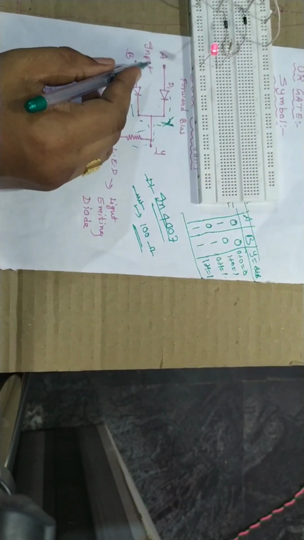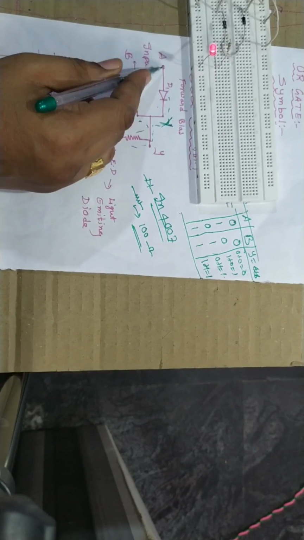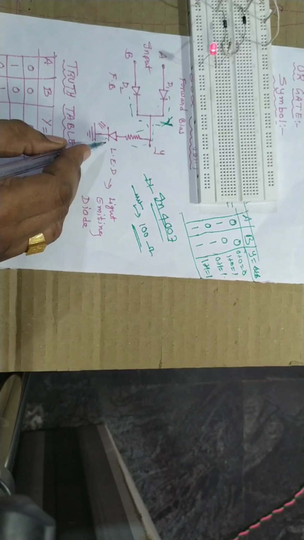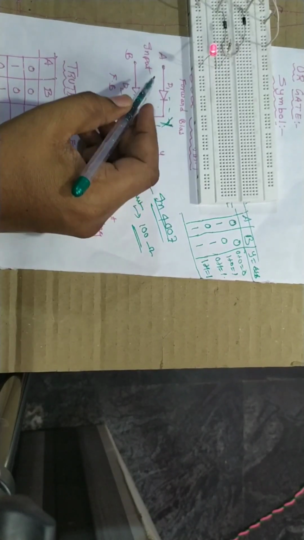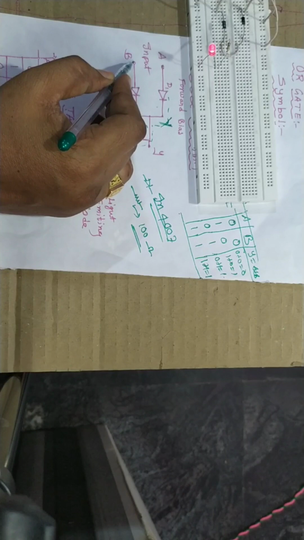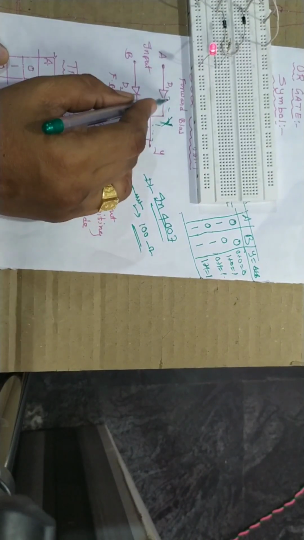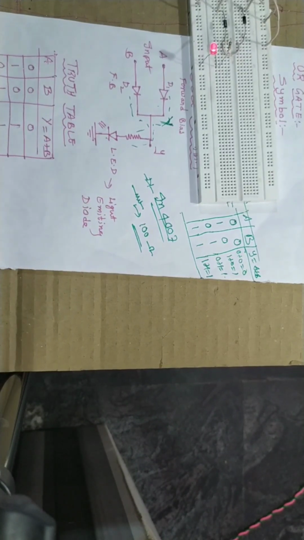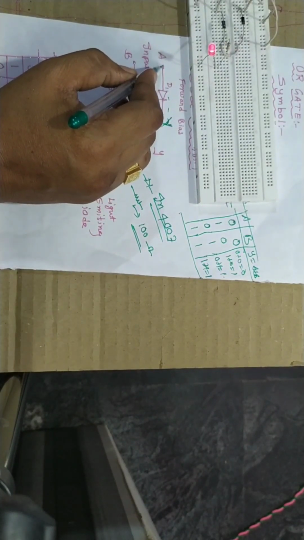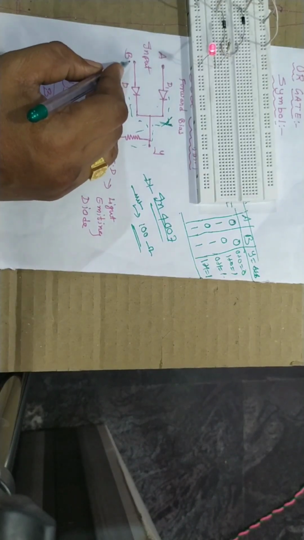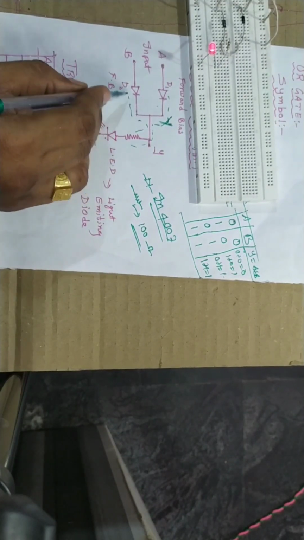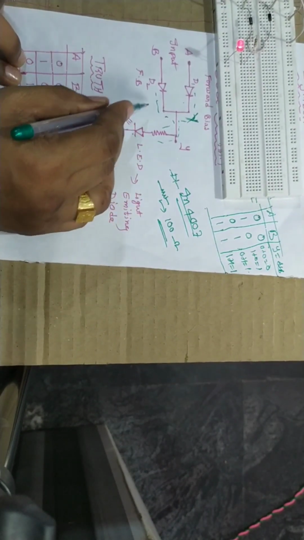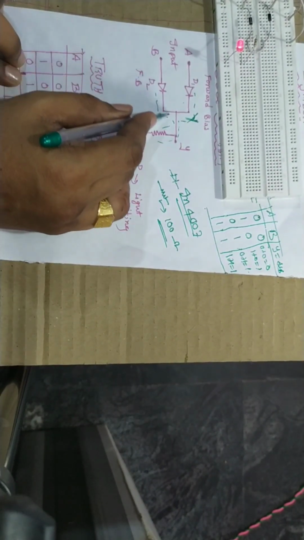Here, when both are connected to the negative terminal, that means both are 0. So the resultant: no LED glows, the LED does not glow here, so 0. When A is connected to the positive and B is connected to the negative, A is 1, B is 0. Current flows in this way, current does not flow in this circuit, and the LED glows. That means 1 comes. Next, A is 0, that means A is connected to the negative terminal, and B is 1, meaning B is connected to the positive terminal. Current flows in this way, and this will be 0. And the LED glows because current passes through the B terminal.